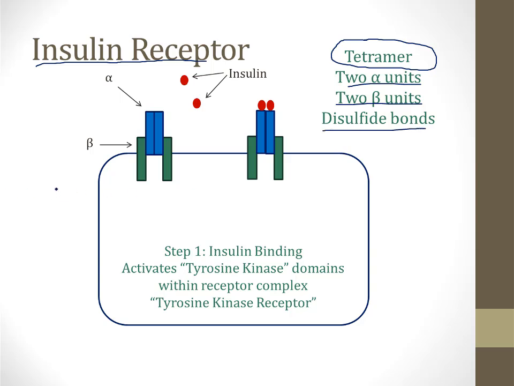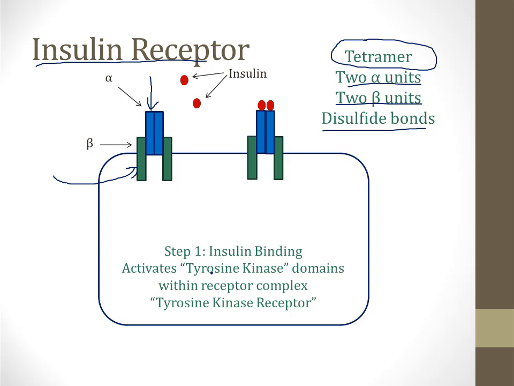If you look at this picture on the right side of the screen here, the green bars are the beta units, the blue bars are the alpha units. You can see that the alpha units are extracellular and the beta units are transmembrane portions of the receptor. Insulin can bind to this receptor. That's the first step in insulin exerting its reaction.